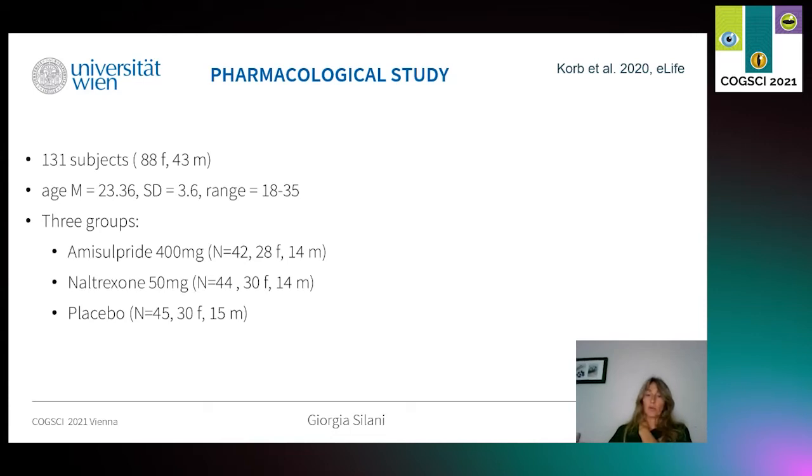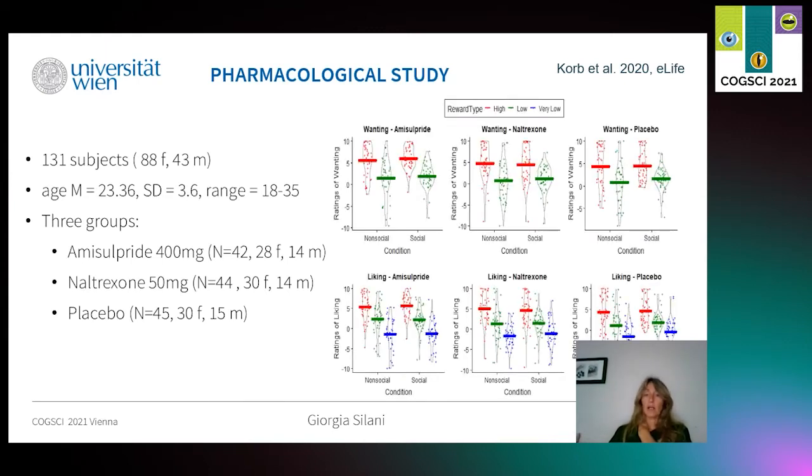So what we observe, we first look at the subjective measures, the subjective wanting and liking, and in this case, we did not observe differences between the 3 groups. In the graphs on the upper and lower line, you can see amisulpiride, naltrexone, and placebo for wanting and liking. As you can see, there is a clear differentiation between high and low reward stimuli that is similar for social and non-social reward, but there is no group difference. So the 3 groups were reporting liking and wanting the stimulus in a similar way.